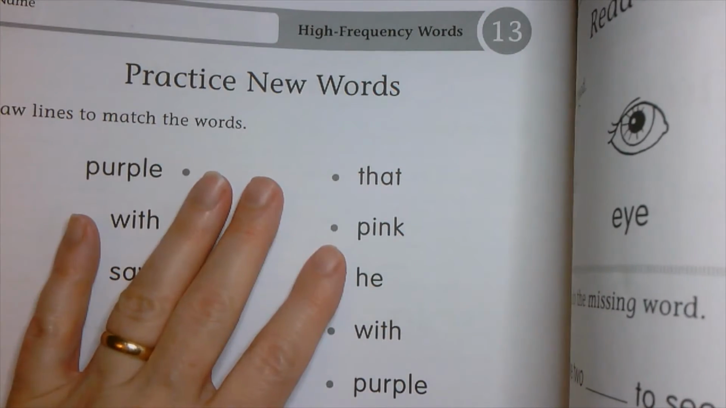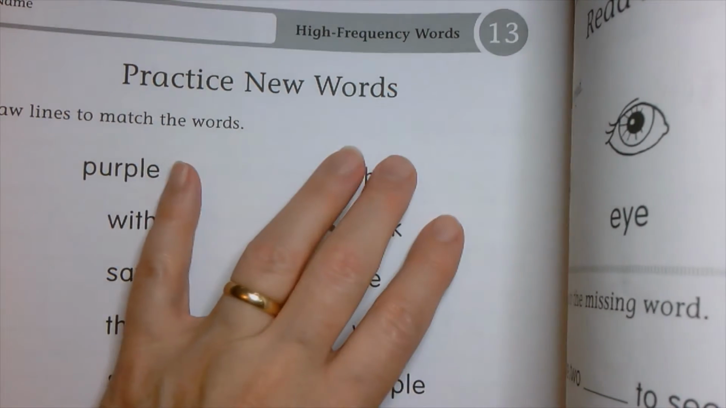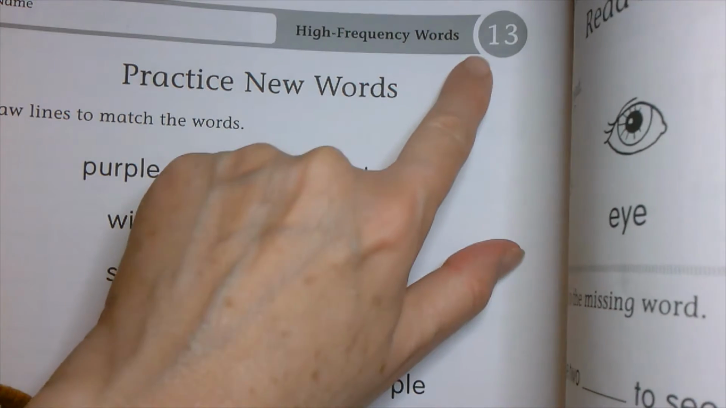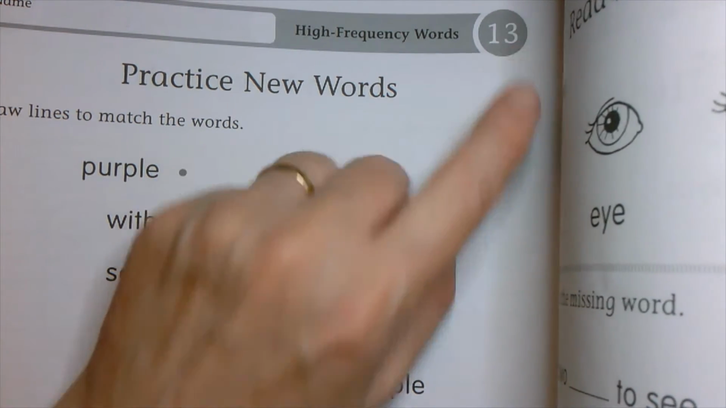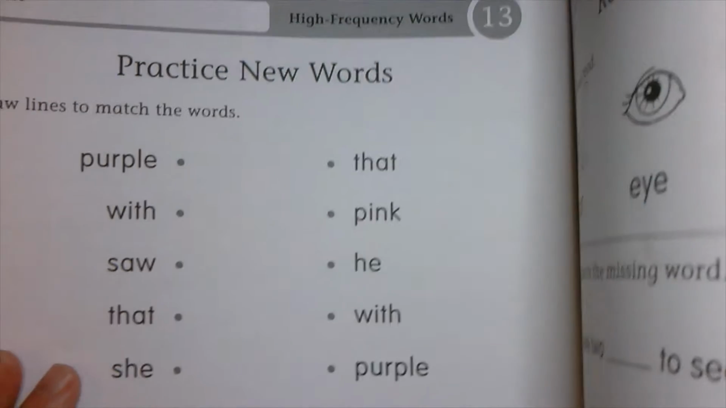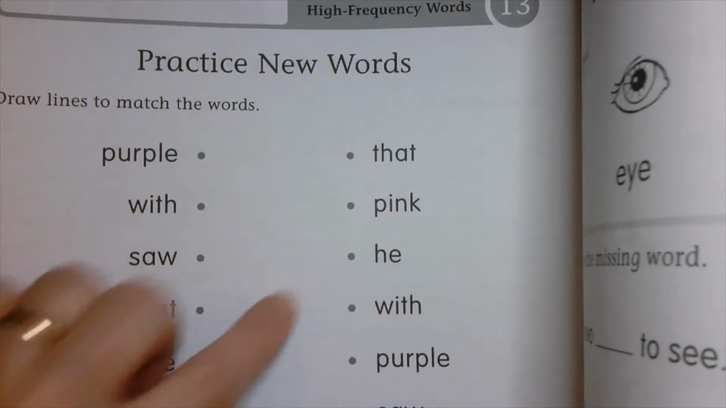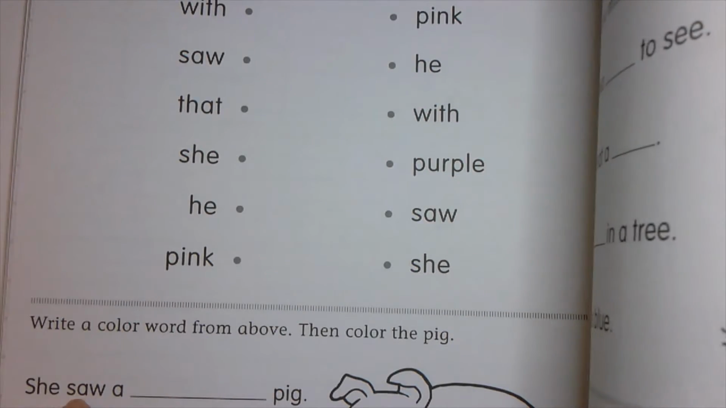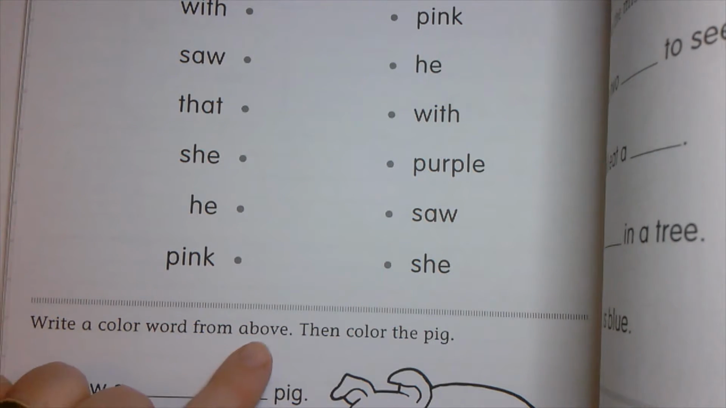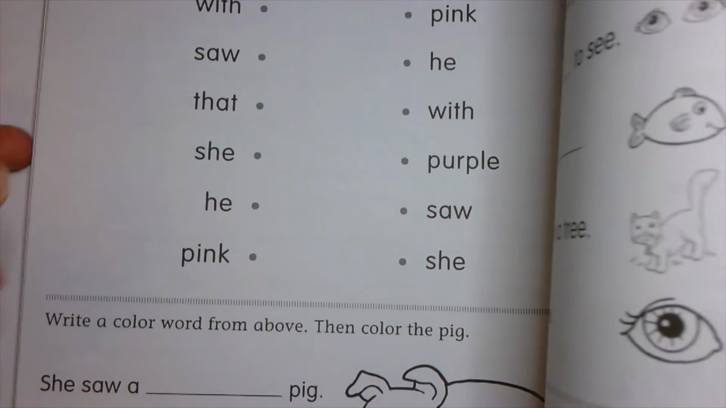Kindergarten, your extra work today takes a little more teaching, so we're going to start with 1st grade and Lily's extra job. You guys, Lily and Hattie and Sawyer, you guys have number 13. Practice the new words, match up the words. Down on the bottom, read the directions, guys. Write a color word from above, then color the pig.